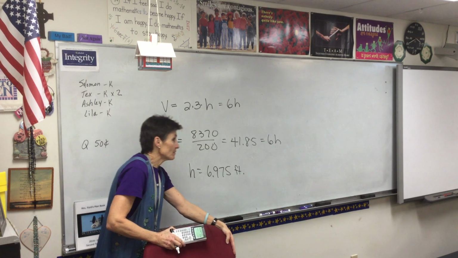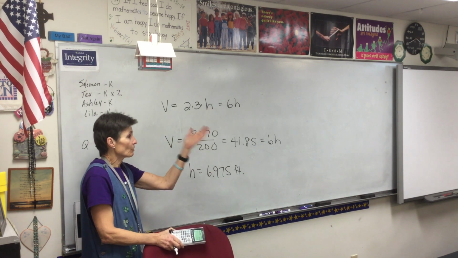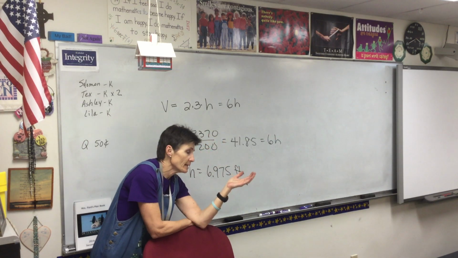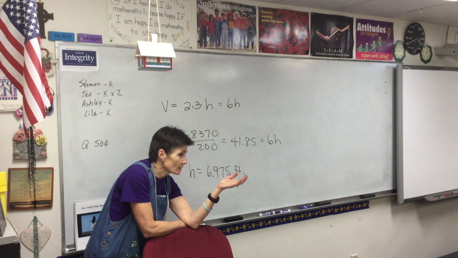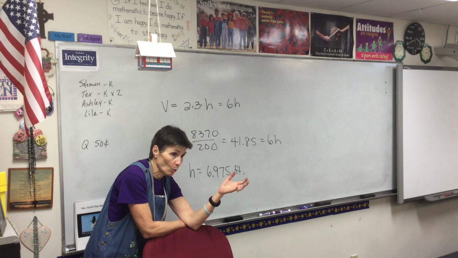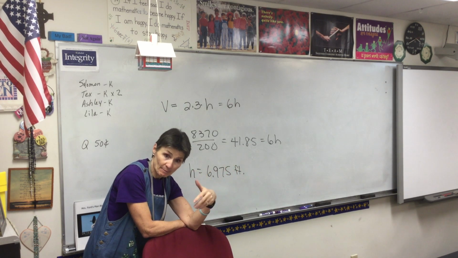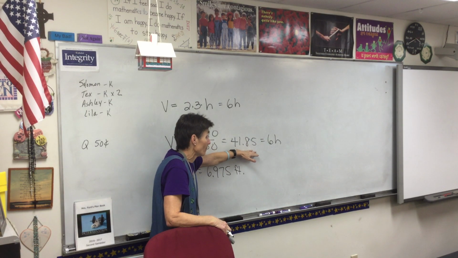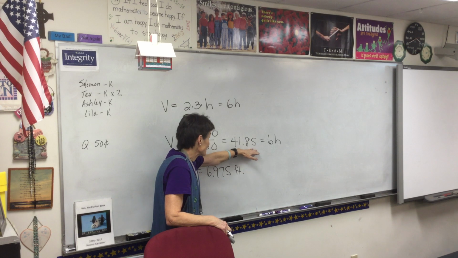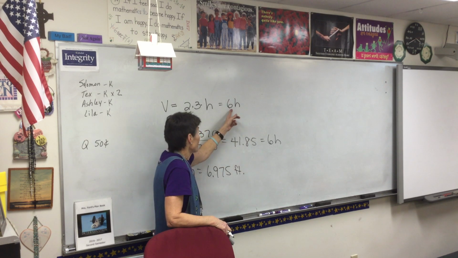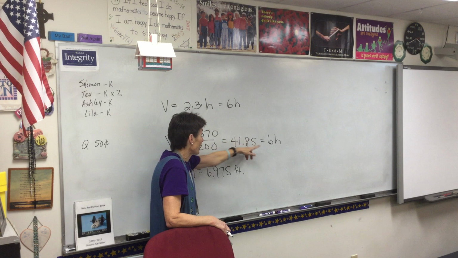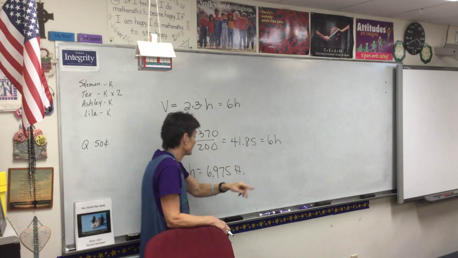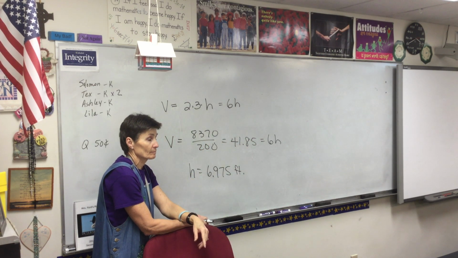So, stop a minute and think. I'm telling you that I earned $8,370 by selling things worth $200 each. How would I figure out how many I sold? 8370 divided by 200. So that told me how many cubic feet of problems I have. That's the volume of the box. But I also know the volume is length times width times height. So to get the height, I just divided by 6.